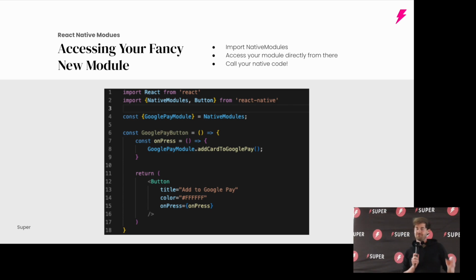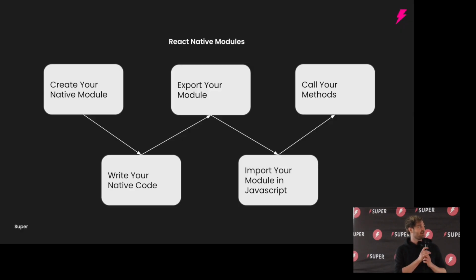So now you can go into your React Native code, and all you have to do is import native modules from React Native. Very straightforward. And then that gets pulled out right there with the Google Pay module from your native modules, and you can go ahead and call it directly on the press of a button. And in theory, that would add your card to the Google Wallet, or just log something in the console, depending on how deep you went with your implementation. And that is how you would create a native module in Android. And we can jump over to the next one.